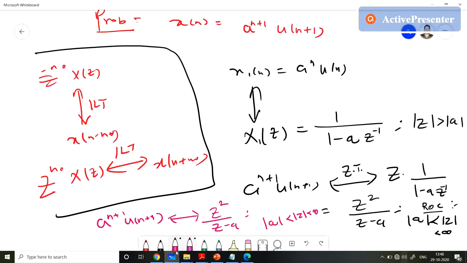So we have used this property: when we multiply X(z) by z raised to the power minus n naught, the inverse z transform of this is x[n minus n naught]. Now if we multiply X(z) by z raised to the power n naught, then the inverse z transform will be x[n plus n naught].